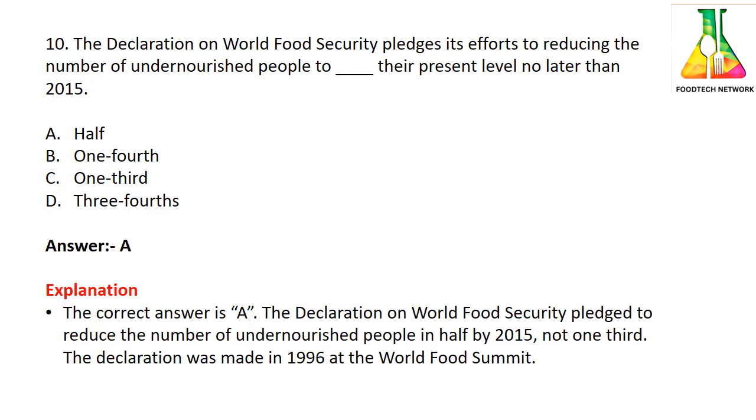Option A, that is half. The Declaration on World Food Security pledged to reduce the number of undernourished people by half by 2015. Not one third, but half. The declaration was made in 1996 at the World Food Summit.